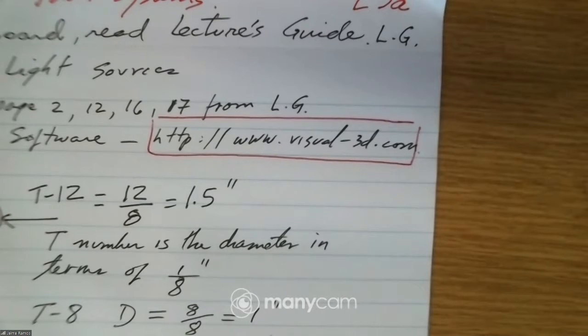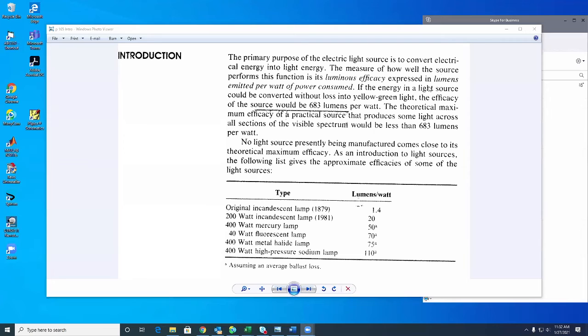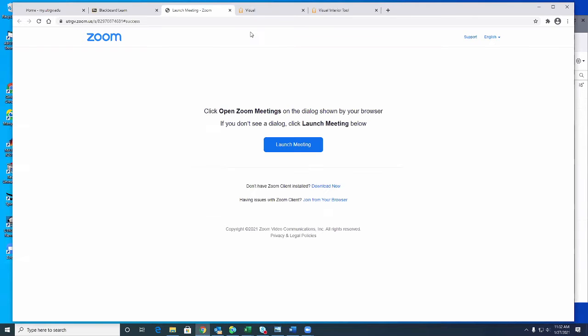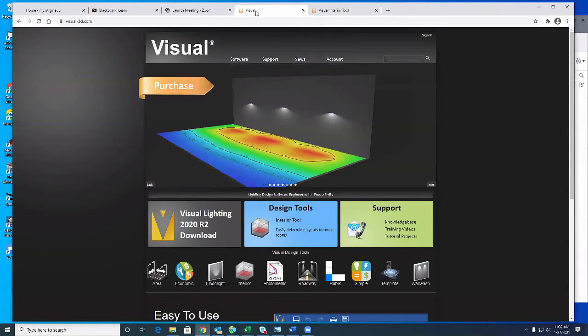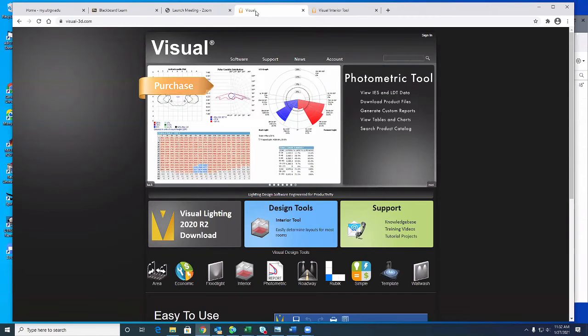Okay, so let me share now the screen. So we want to get this out of the way now. Here. Okay, so this is the program. Okay, visual program. You see it? Yes, we can see it. Okay.